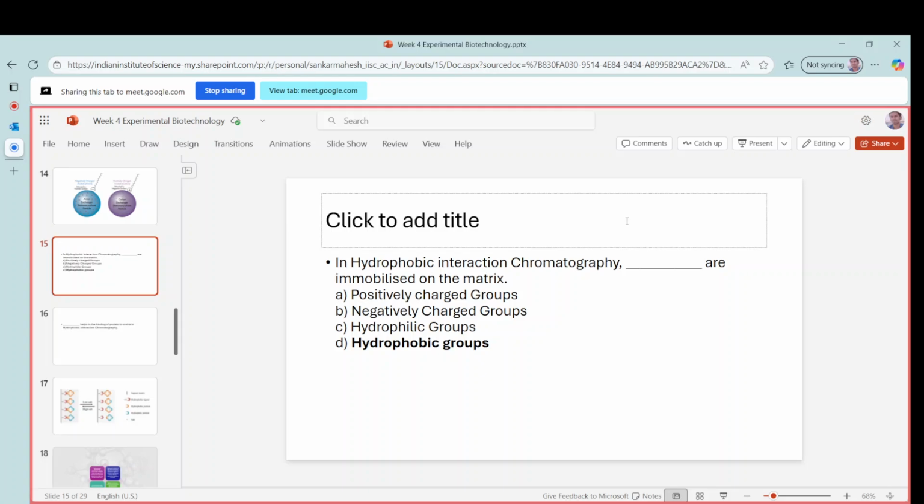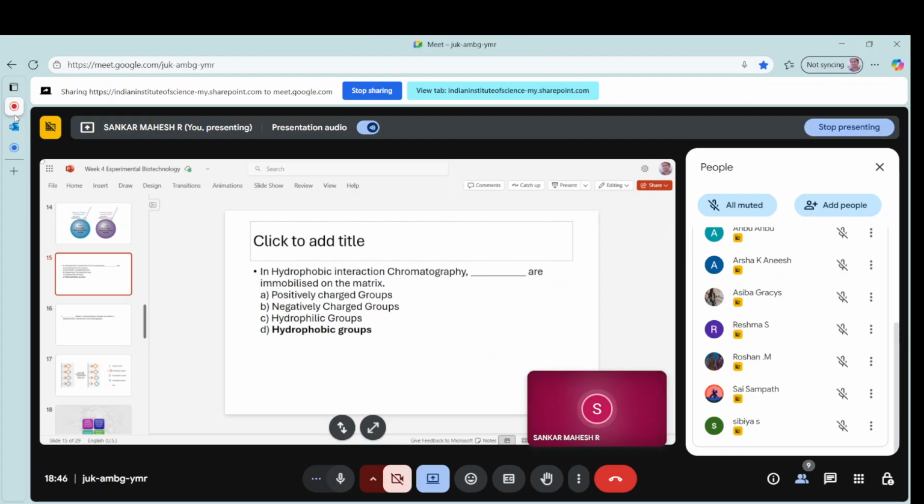The next question is, in hydrophobic interaction chromatography, dash are immobilized on the matrix. Positively charged groups, negatively charged groups, hydrophilic groups and hydrophobic groups. You can think about this question for a couple of minutes. It's right there, but if you want to answer this, you need to also justify what hydrophobic interaction chromatography is. We have a detailed explanation that comes up later.